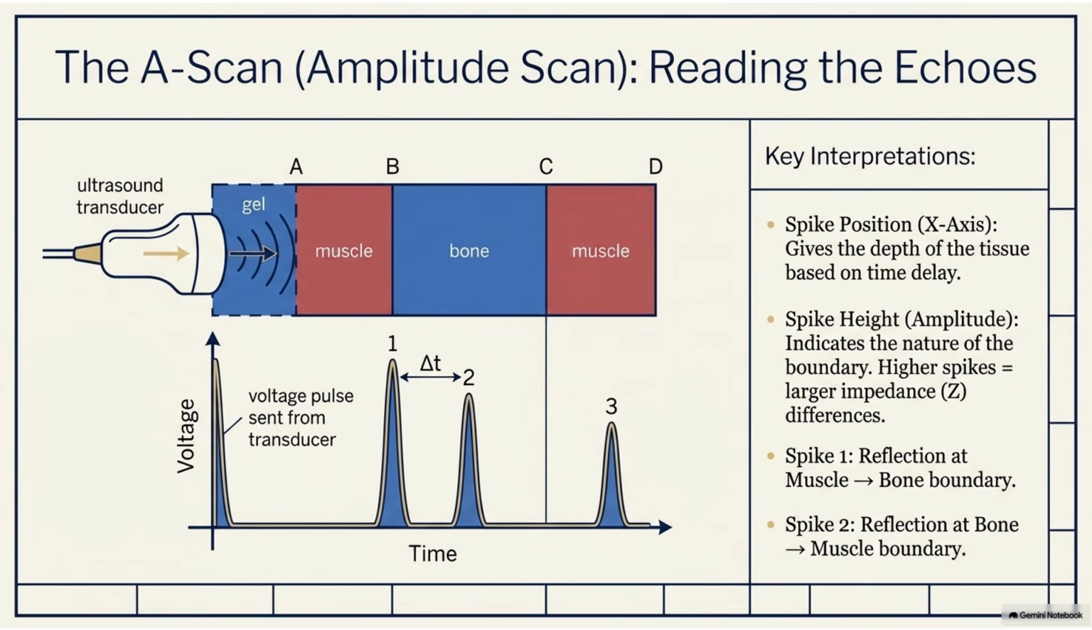The horizontal axis represents time, while the vertical axis represents the amplitude of the detected signal. The position of a peak tells us how long the ultrasound took to travel to a boundary and return. The size of the peak gives information about the strength of the reflection. So from an A-scan, we can obtain information about both the location and the strength of tissue boundaries.